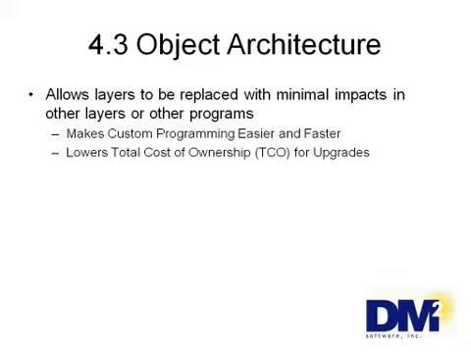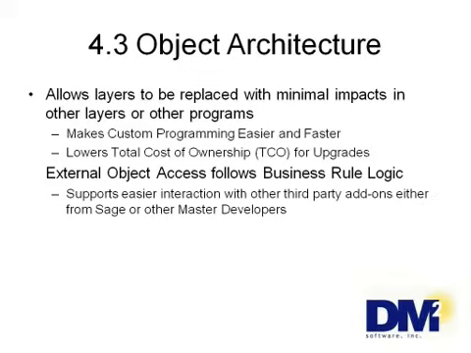So the primary benefits of the object architecture is it allows layers to be replaced with minimal impacts in other layers or other programs. So it makes custom programming easier and faster, it lowers your TCO, your total cost of ownership for upgrades.